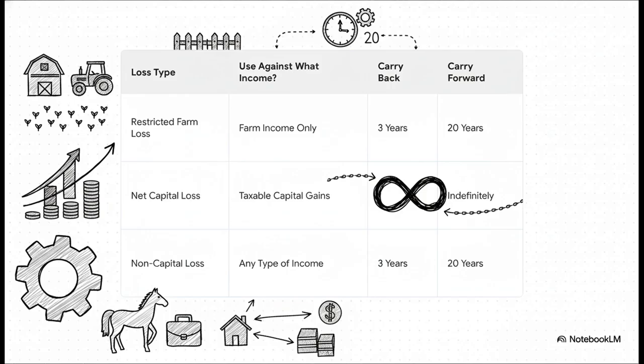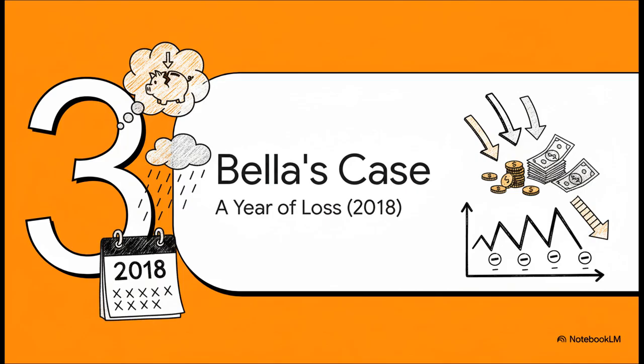And finally, we have our most versatile tool, the MVP of the toolkit, the non-capital loss. This is your Swiss Army knife. You can use it against any type of income, which makes it incredibly powerful. But also pay attention to those carry-forward periods on the right. Net capital losses last forever, but the other two expire after 20 years. That's a crucial detail.